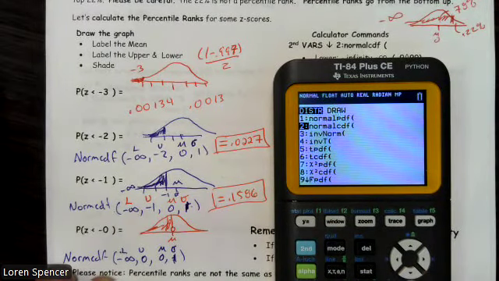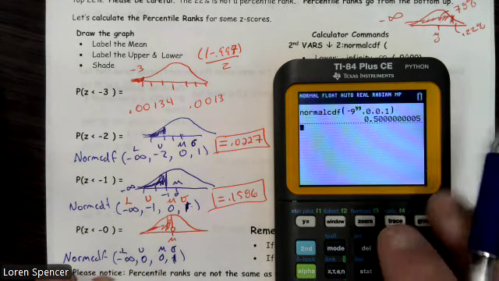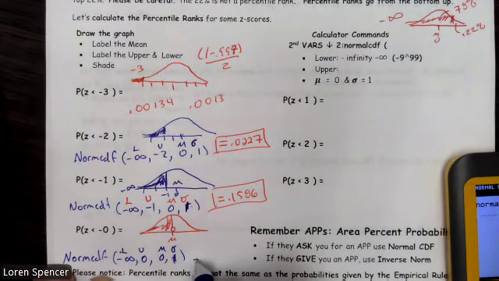Second vars, normal CDF, lower bound negative infinity. We went up to 0 because that's what they asked for, a z-score of 0. And we end up with 50%, which is what we knew we would get because we've gone halfway. So we're at the 50th percentile.